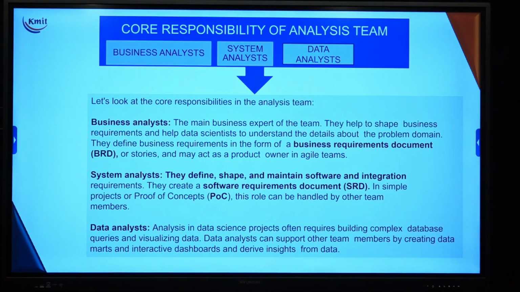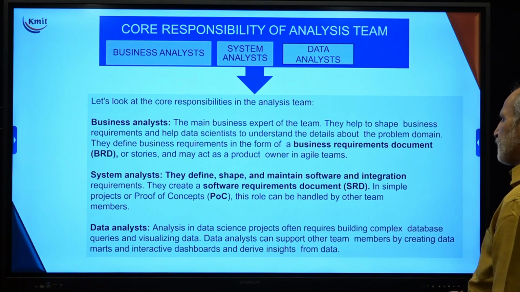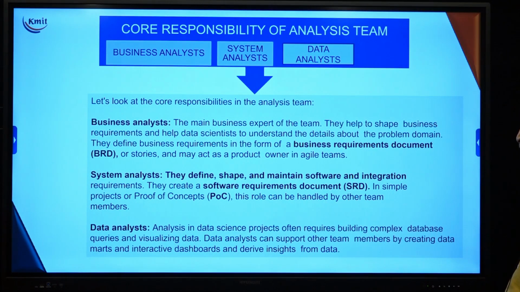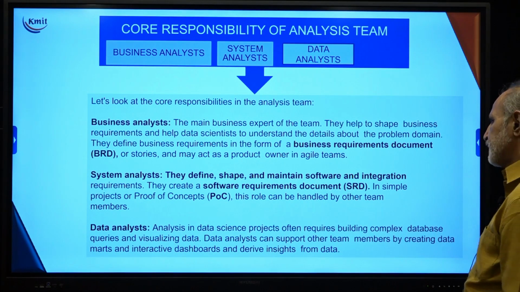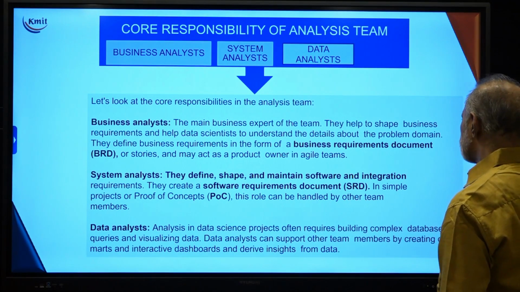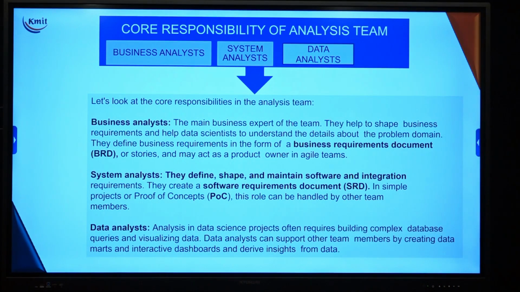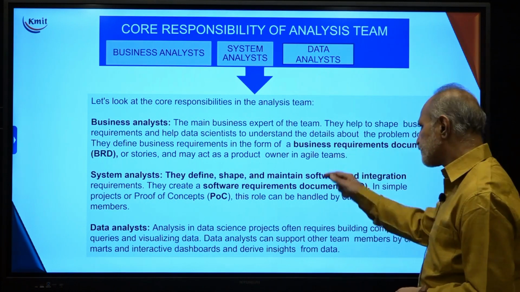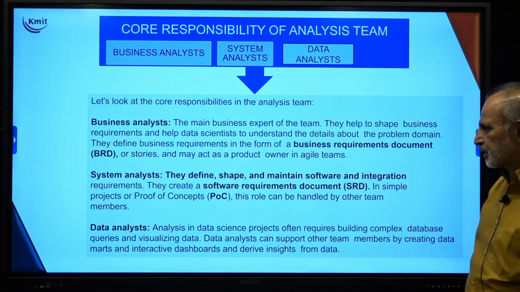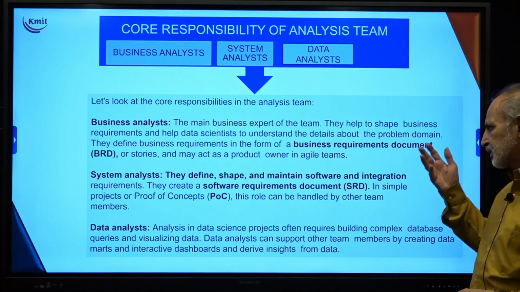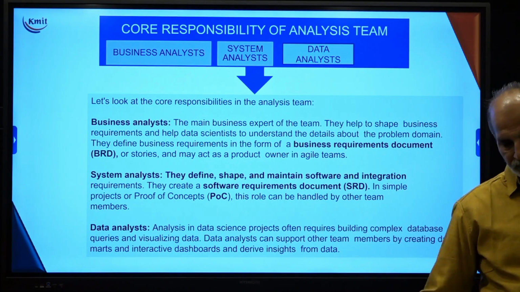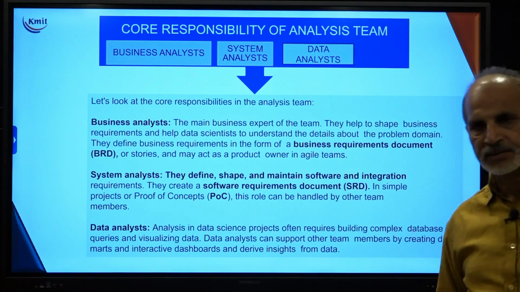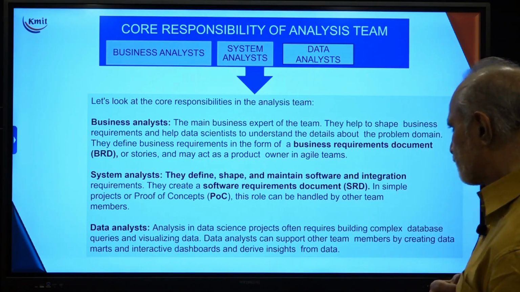Now let us look at the core responsibility of the analysis team. So the business analyst is the main business expert of the team. They help to shape business requirements and help data scientists understand the details about the problem domain. They define business requirements in the form of a document called BRD, business requirement document. BRDs are stories that may act as a product owner of an agile system team. So we already know about agile technology in software engineering.